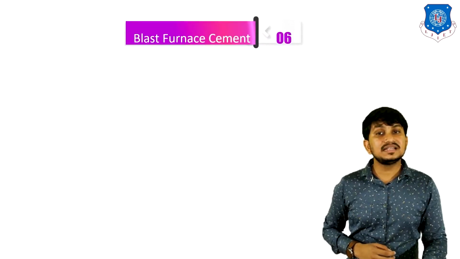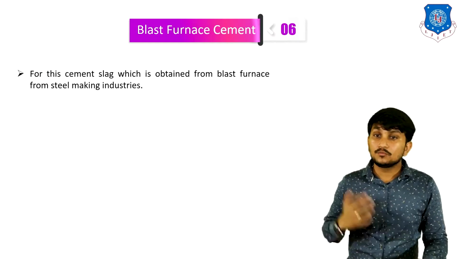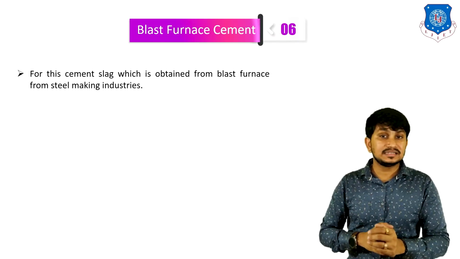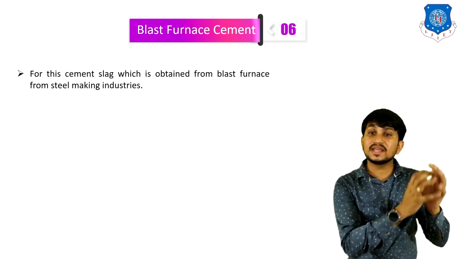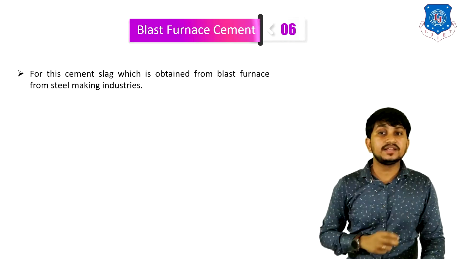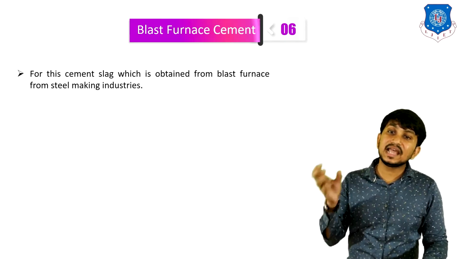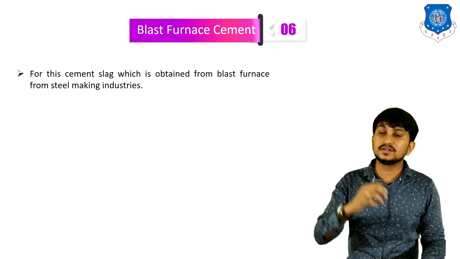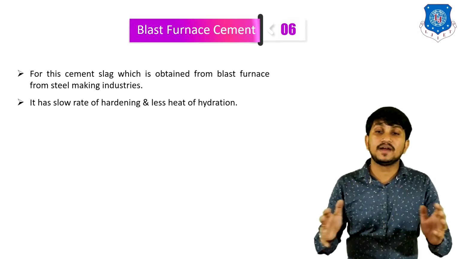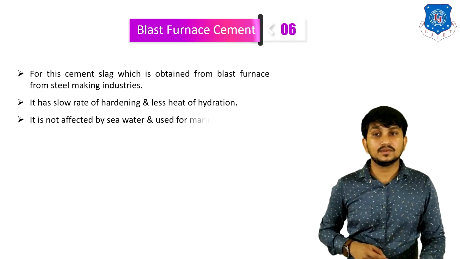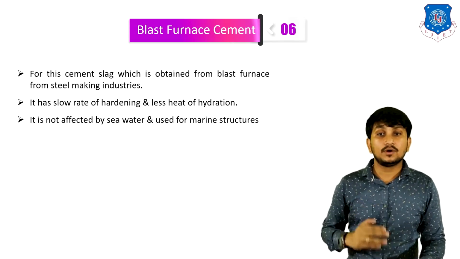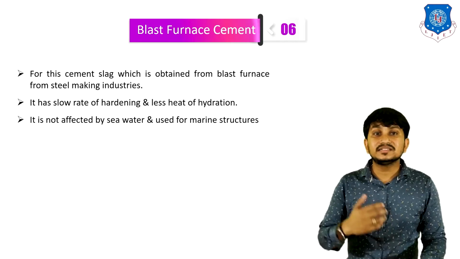Sixth type of cement is blast furnace cement. For this cement, slag, which is obtained from the blast furnace, the equipment used in steel making industries, is used. Slag is the byproduct of these steel making industries. Slag is added into the cement to make blast furnace slag cement. It has slow rate of hardening and less heat of hydration compared to OPC. It is not affected by seawater and can be used for marine structures near the sea.